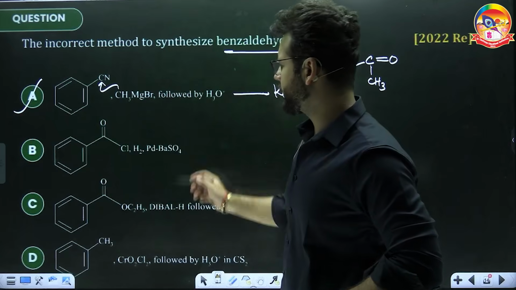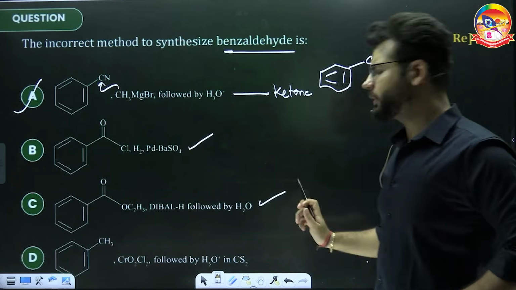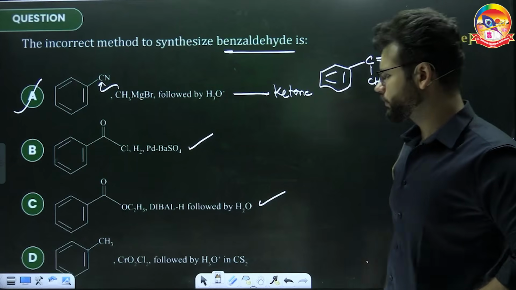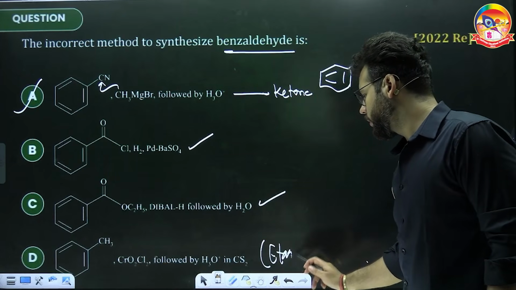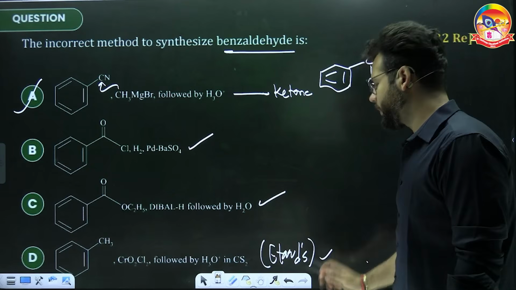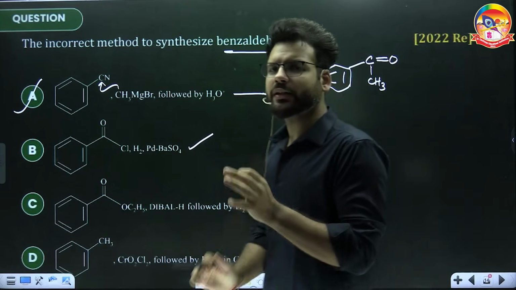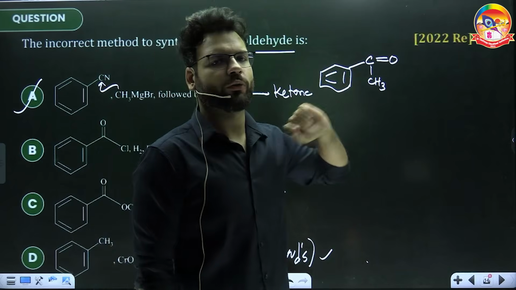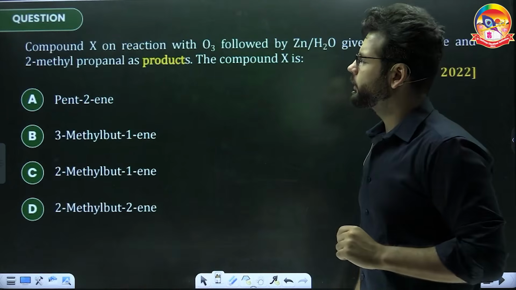What about the next? Next is correct, Rosenmund reduction. Next one is DIBAL-H, we have just done it. Again a repeated question. And the last one is the Etard reaction, Etard's reaction to prepare benzaldehyde. So all of them will give benzaldehyde except the first one, which is giving us acetophenone, right? Let's move to the next one.